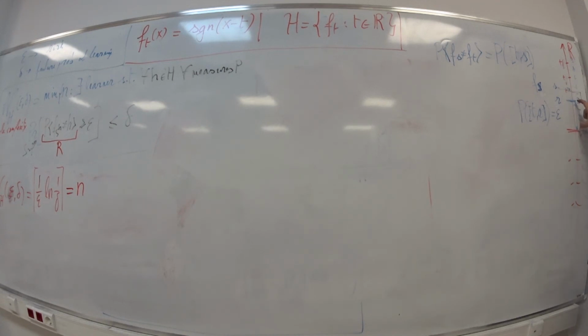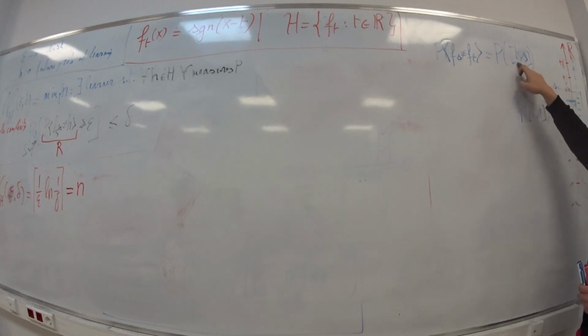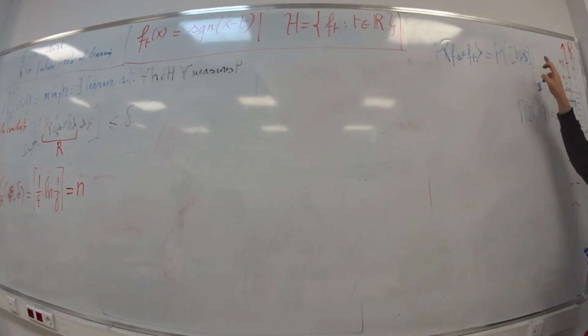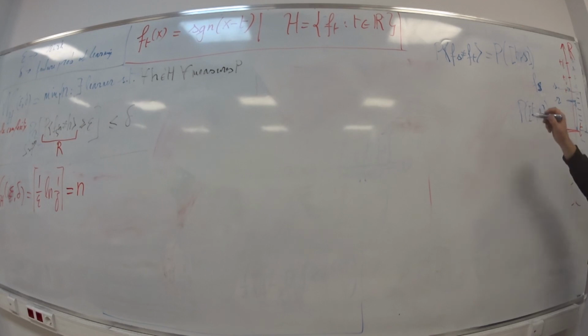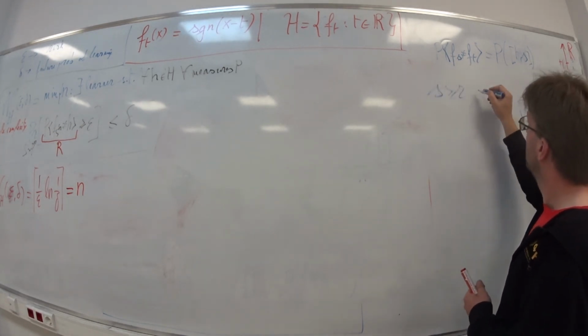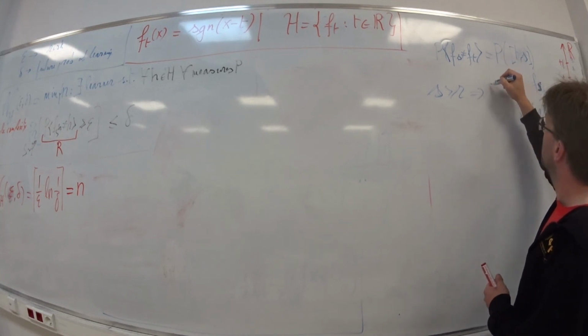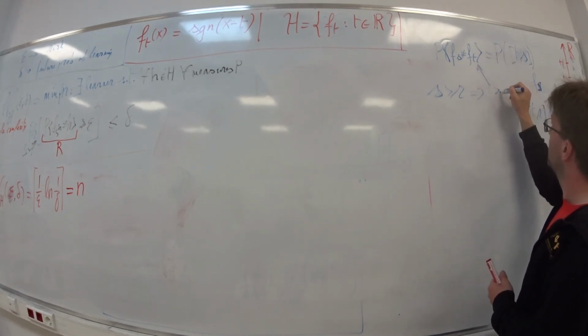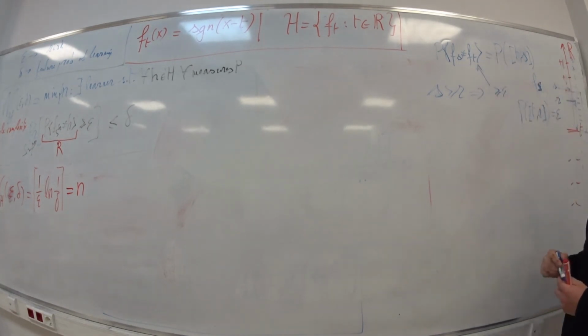If there is no such element, then S will be above this interval, and the probability of Ts will be larger than epsilon. And then we have a problem. It will be at least epsilon. So if S is bigger than R, then this risk is at least epsilon.